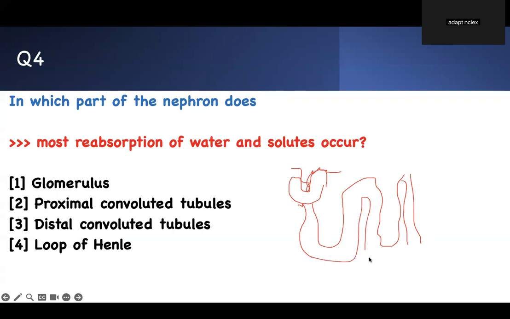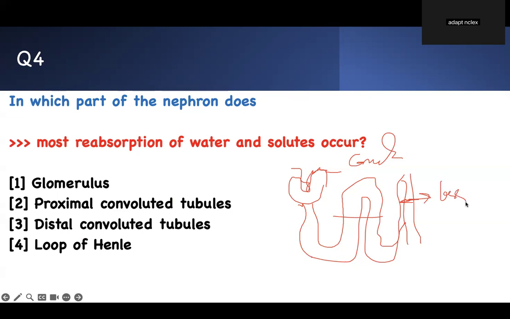So the loop of Henle is where most of the action occurs, but there's less reabsorption of water. It's basically concentrating. This loop is concentrating everything. The distal convoluted tubule, there's reabsorption, but a lesser amount of water.